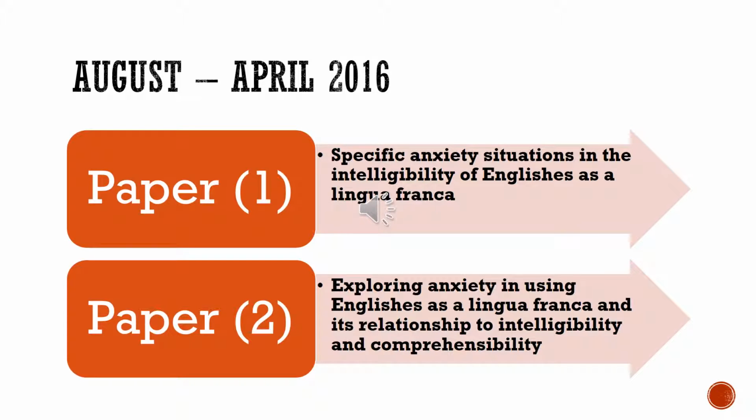So we were able to submit two papers for publication. Paper 1 is entitled "Specific anxiety situations and the intelligibility of Englishes as a lingua franca," and it was submitted to a Kyoto journal. Paper 2 is entitled "Exploring anxiety in using Englishes as a lingua franca and its relationship to intelligibility and comprehensibility." This was submitted to a Q1 journal.